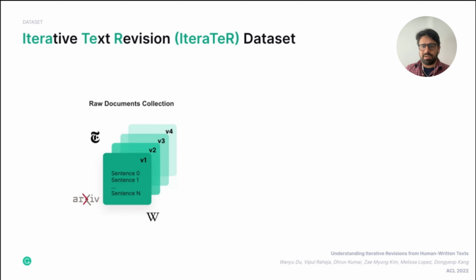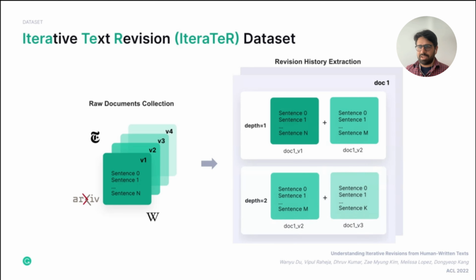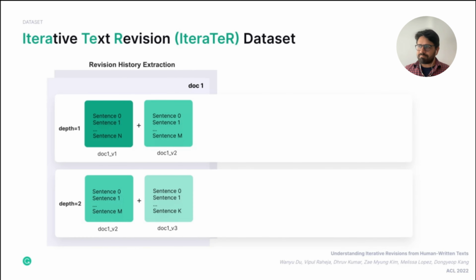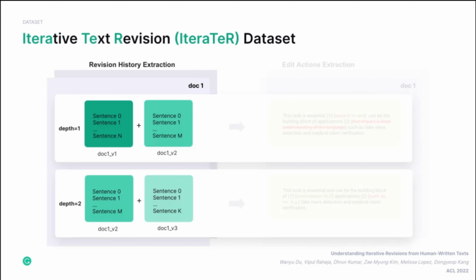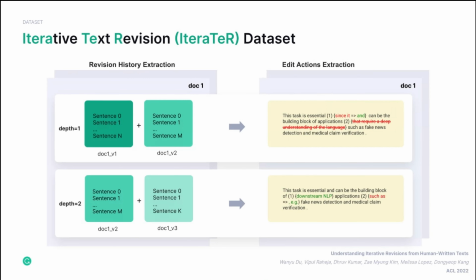So for each document, we sort each version according to its timestamp in ascending order, and we pair two consecutive versions as one revision. So over here, you can see version 1 and version 2 are paired as a revision at depth 1, and version 2 and version 3 are paired as depth 2. And for each sampled document revision, we extract its full set of edit actions. And then we use Amazon Mechanical Turk to crowdsource the edit intention annotations according to our proposed taxonomy.